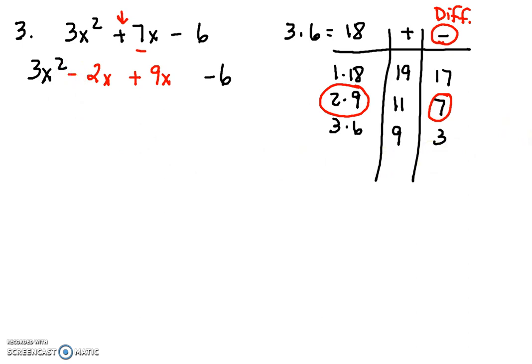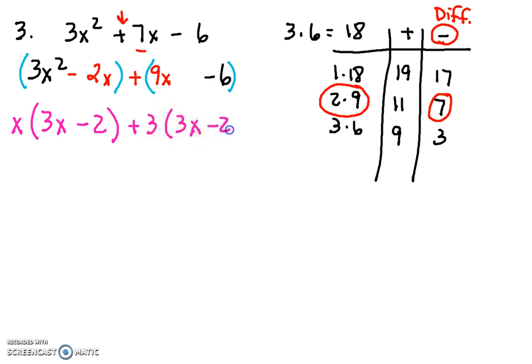And now that I have it into 4 terms, I can do grouping. So I will group the first 2 together and I will group the second 2. And then I will just factor out what's common out of each of them. So in the first one, I can factor out an x, and that will leave me 3x minus 2. In the second one, it looks like I can factor out a 3, and that will leave me 3x minus 2. So if you will notice that the factors in the parentheses came out to be the same, right? So therefore we can factor out the quantity 3x minus 2.